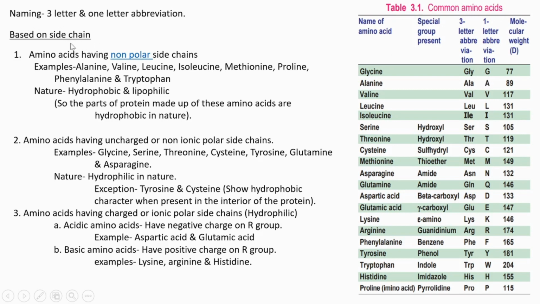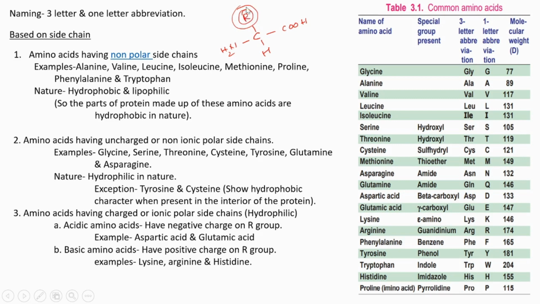Next, we are moving to another type of classification. By this time, we have finished the classification based on structure. Next, we are going to understand the classification based on the side chain. In an amino acid, there is a carboxyl group, then an NH2 group, and a side chain is present. Based on this side chain, we are going to classify the amino acids again. First, the amino acids having a non-polar side chain.